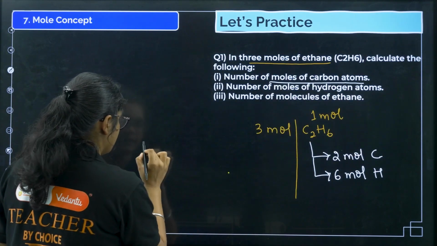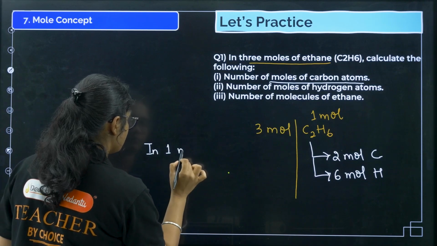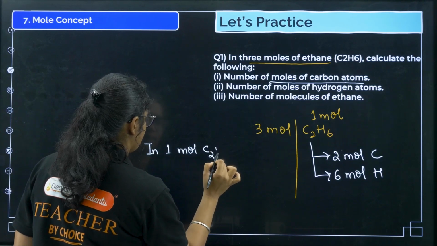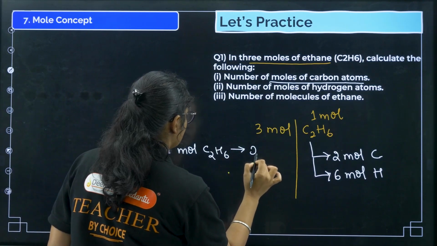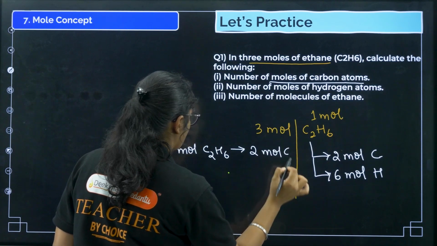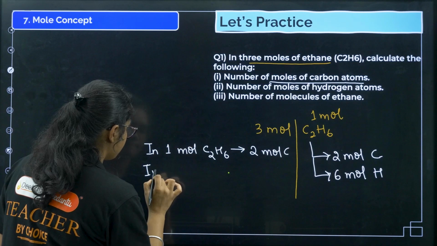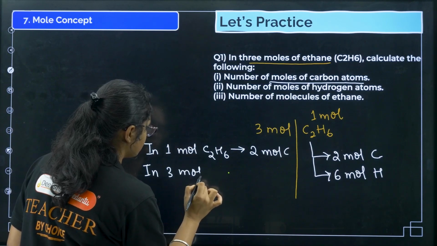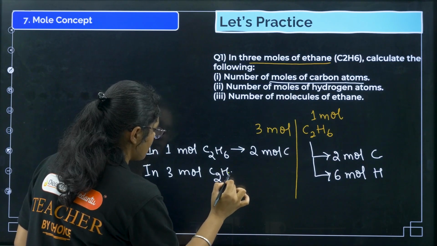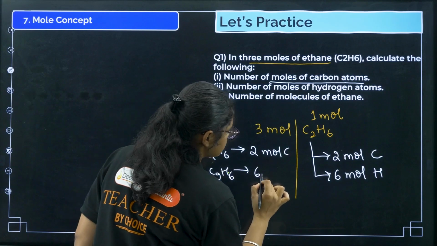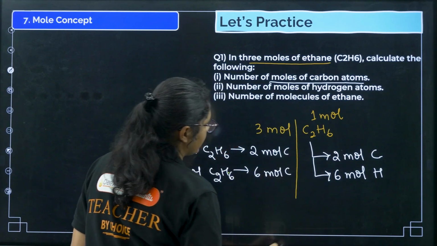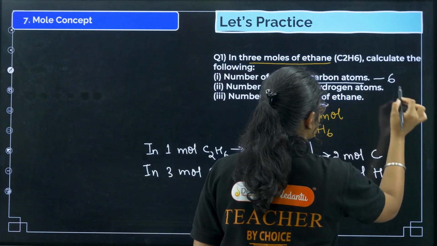Now the question is asking the number of moles of carbon atoms in 3 moles of ethane. So I can say that in 1 mole of ethane, we have 2 moles of carbon, right? Then in 3 moles of ethane, how many moles of carbon will be there? 6 moles of carbon will be there, right? So the answer here will be 6.